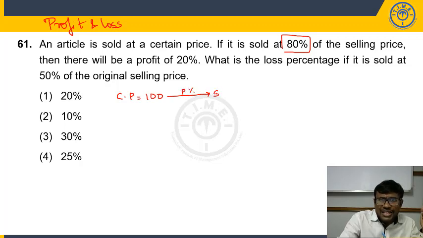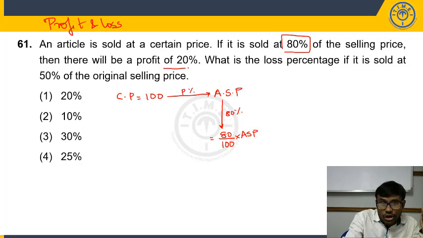So there is an actual selling price. Here you will be getting an actual selling price. Now, if it is sold at 80% of the actual selling price, that is 80 by 100 of the actual selling price, then there is a profit of 20%. That is, the selling price has to be 120.